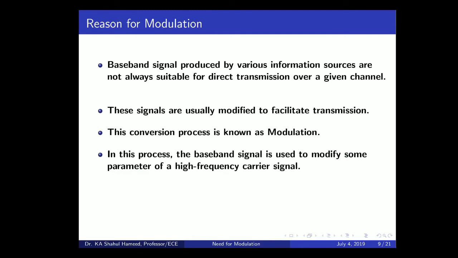So we need to know what is the need for modulation. Baseband signals produced by various information sources are not always suitable for direct transmission via a communication channel. These signals are usually modified to facilitate transmission. That process is called modulation. In this process, the baseband signal is used to modify some parameter of the high frequency carrier signal.